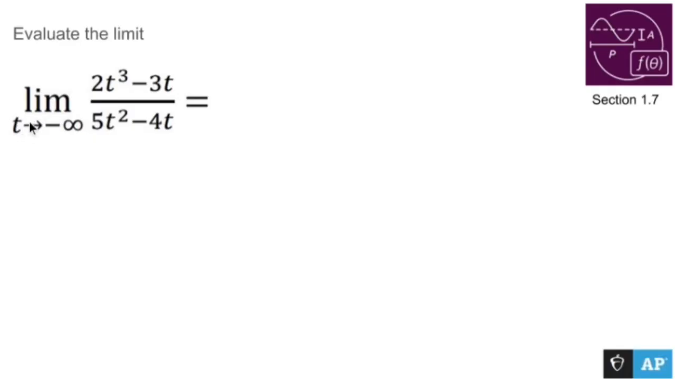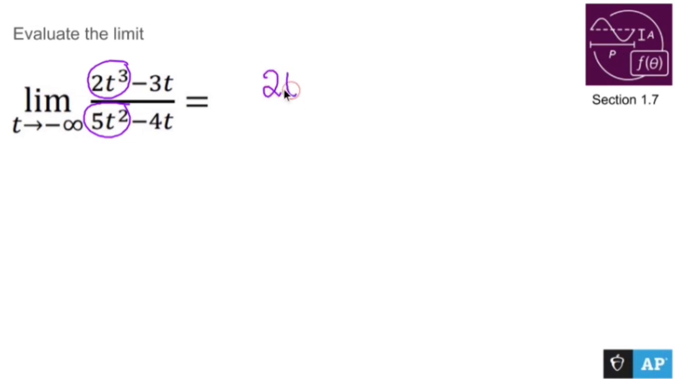Evaluate the limit as t approaches negative infinity of 2t cubed minus 3t over 5t squared minus 4t. Now, what you do whenever you're asked to evaluate a limit as it approaches either of the infinities is you locate the leading term in the numerator and the leading term in the denominator and focus only on those.